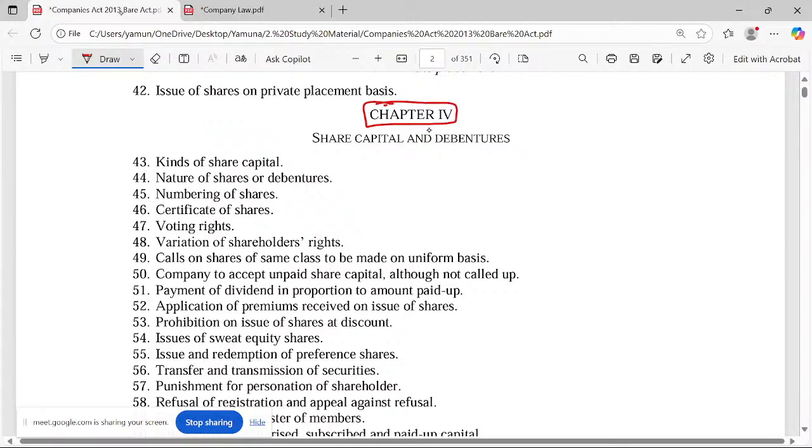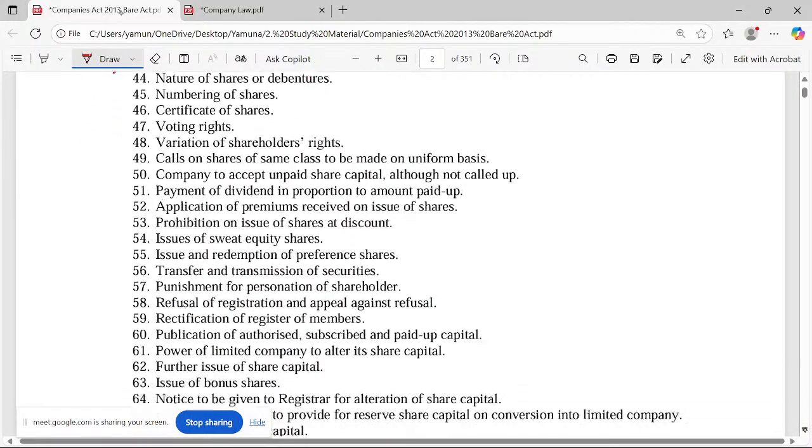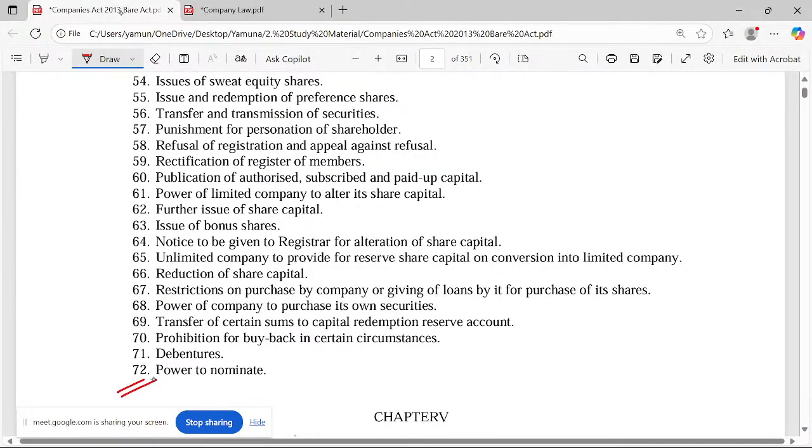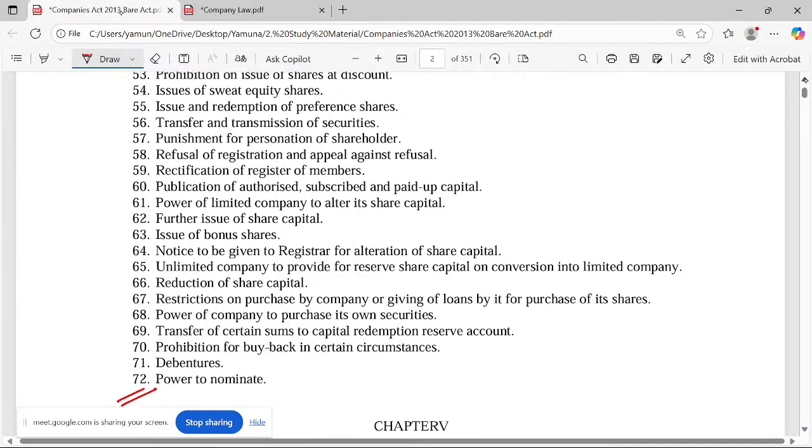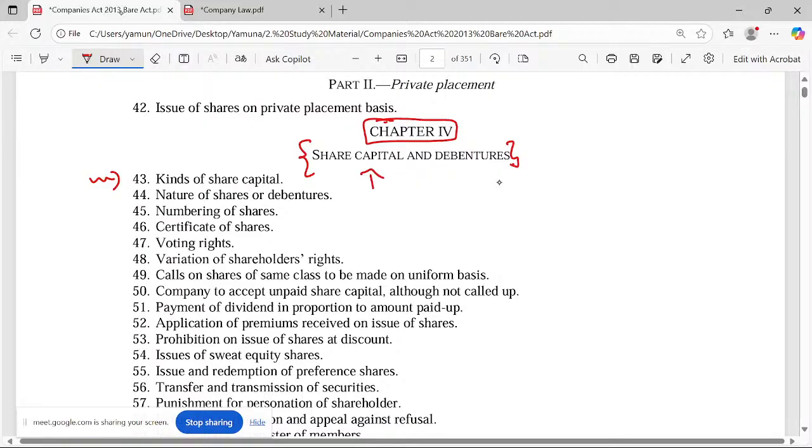Chapter 4 deals with share capital and debentures. Start from section number 43 till 72. So 43 to 72 is dealing with share capital and debentures. I'm not going to go through all the headings put together. Here we'll be starting by saying what are the different types of shares we have. Already we have discussed in the earlier sessions.